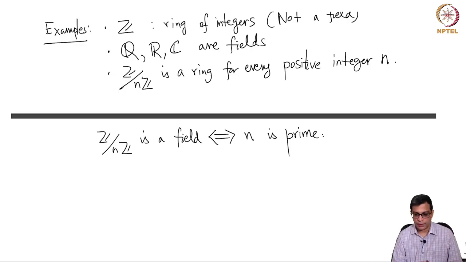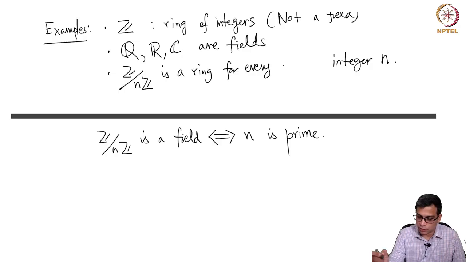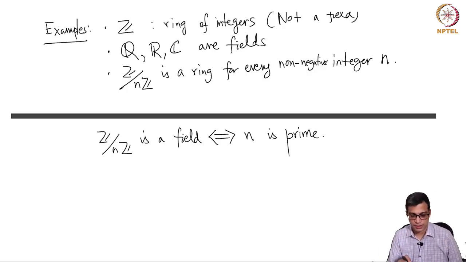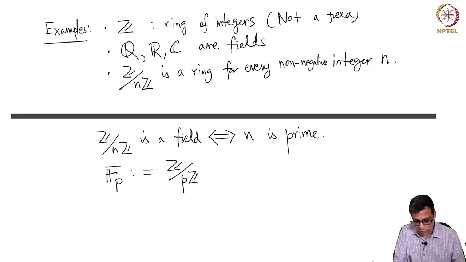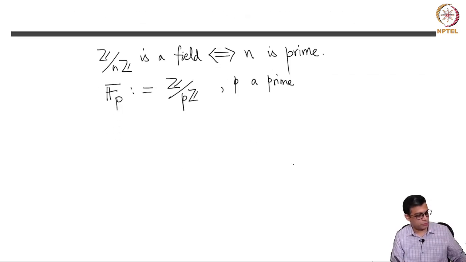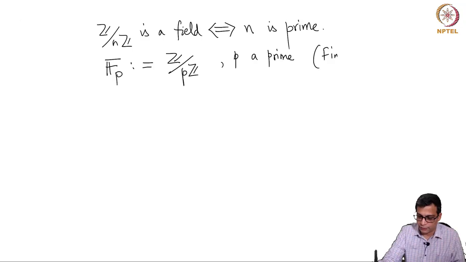In fact, here I can also admit 0, so I'll say non-negative integer. When you take n equal to 0, you get the integers Z itself. So this is another important class of fields for us. We usually denote Fp to be Z mod PZ, p a prime. These are special kinds of fields. These are called finite fields because they have only finitely many elements.